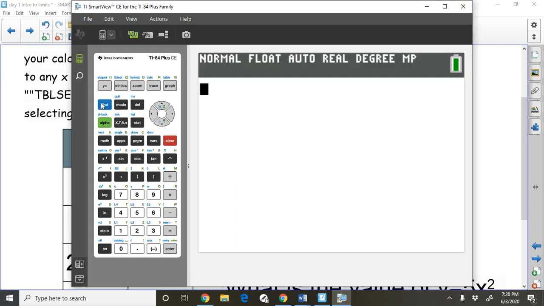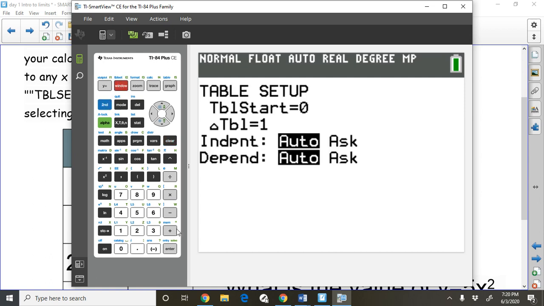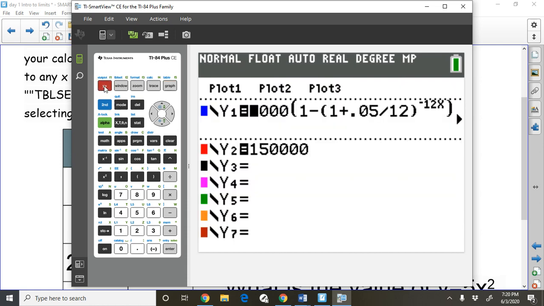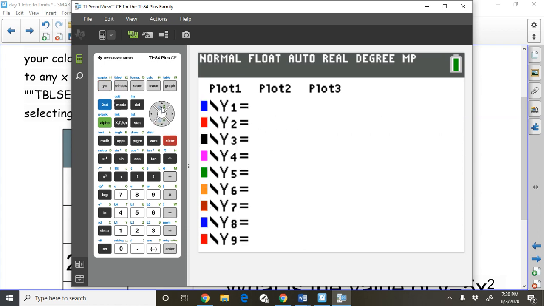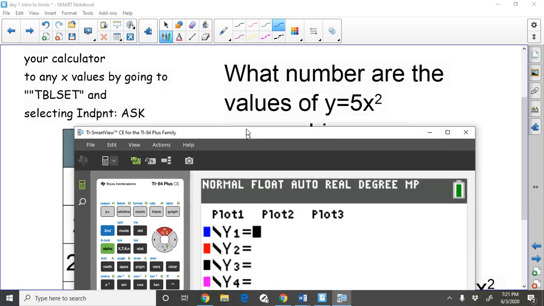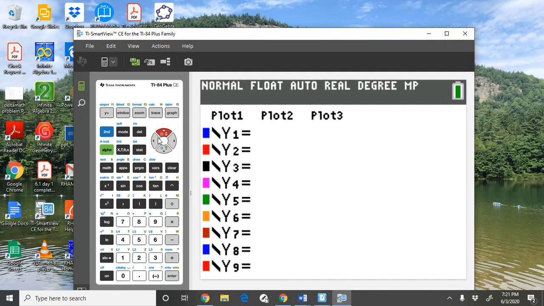So we're going to look at the table to see what values f of x is approaching as x gets closer to 3. To do this, we're going to go to table set, which is second window, and we're going to change this so the independent says ask. When the independent is set to ask, if you go to the table, you can type in the x's. So we're going to go to y equals, and we're going to type in our function. We're going to type in the function f of x equals 5x squared. So I have 5x squared.